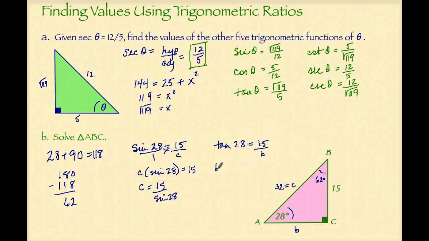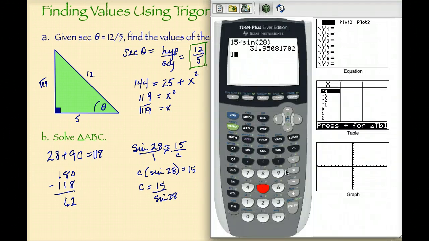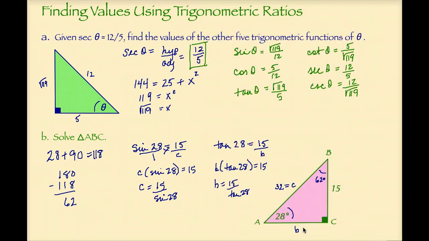Once again, cross multiplying will give us b times tan 28 is equal to 15, and then dividing both sides by tan 28 will give us a setup that reveals the value of b. In our calculator then, we need 15 divided by tangent of 28 to get the remaining side. And that is about 28. And so now once you have b, you have all three sides of the triangle solved for, all three angles. You have solved triangle ABC.